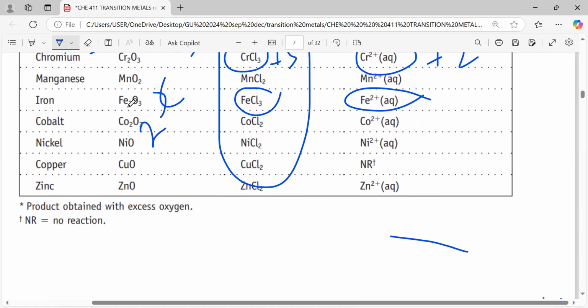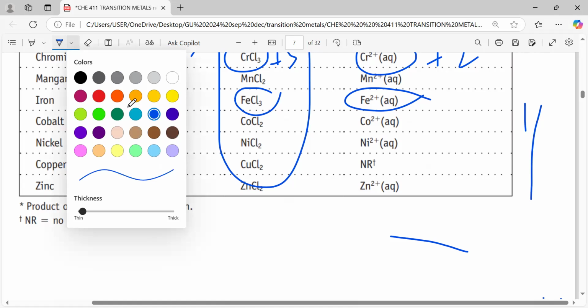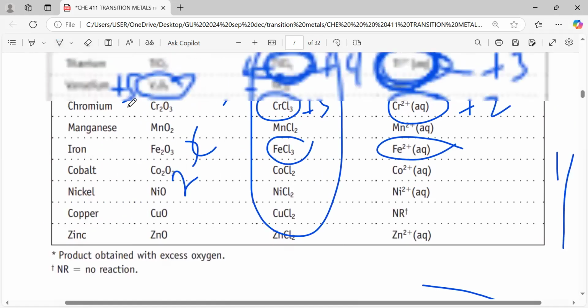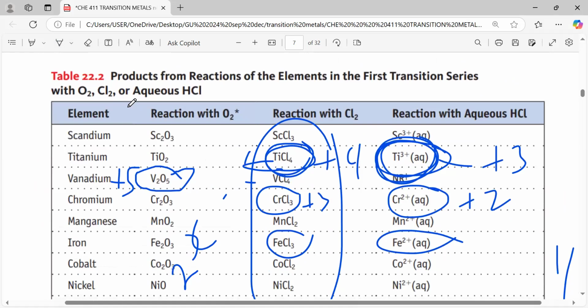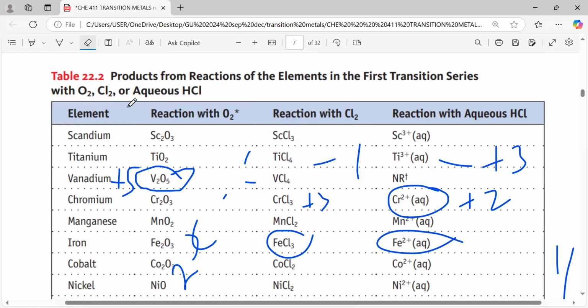And in some cases, you get no reaction. Just look here. In some cases you can see there is no reaction. Let's see where there is no reaction. Like in vanadium, no reaction. NR here means no reaction. So with vanadium, no reaction with HCl.